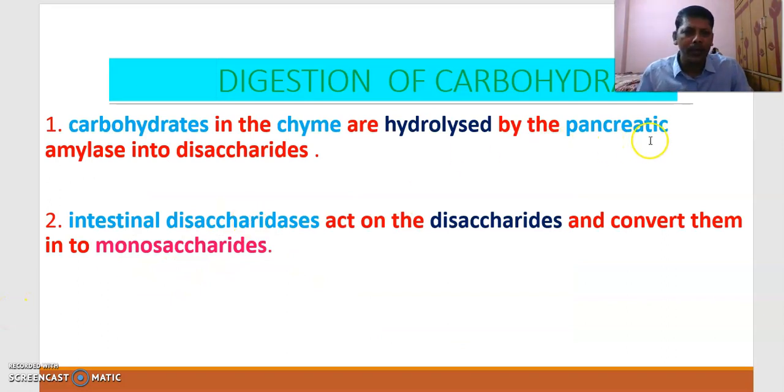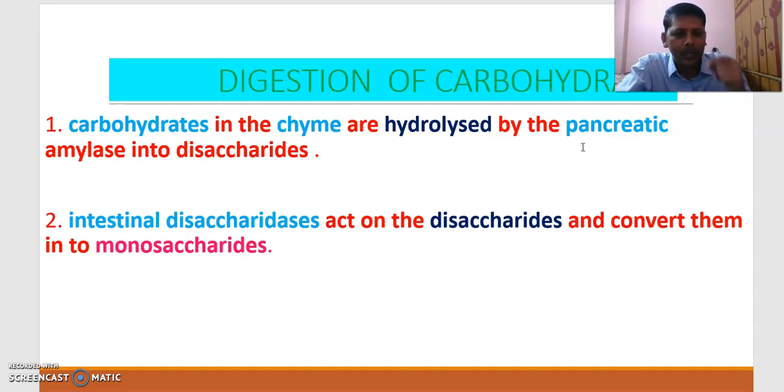Now come to the digestion of carbohydrates. Carbohydrates in the chyme are hydrolyzed by pancreatic amylase into disaccharides. What do you mean by pancreatic amylase? The amylase, the carbohydrate digesting enzyme present in the pancreatic juice, is pancreatic amylase. Earlier you learnt one amylase. I think you can recall that.